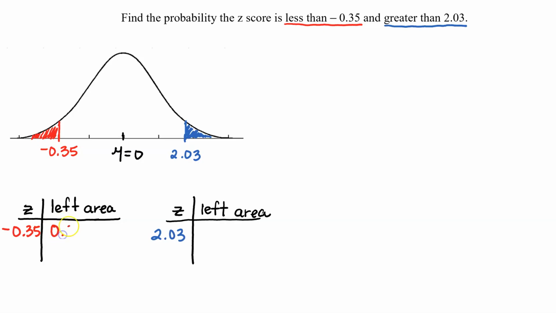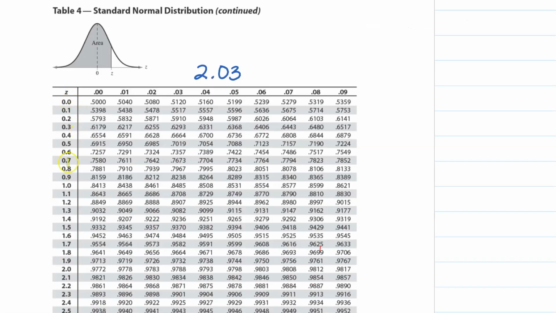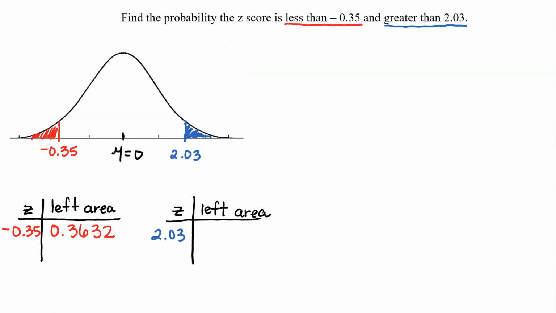We just saw that it was 0.3632. And then we'll go back to the table to look for the left area of 2.03. Now making sure that we are on the page with the positive z-values, we're looking for 2.03. I will highlight the 2.0 row, and then I will look for the 0.03 column, which is right there, and I will go straight down this column until I hit the row that we highlighted to see that the left area that corresponds to 2.03 is 0.9788.